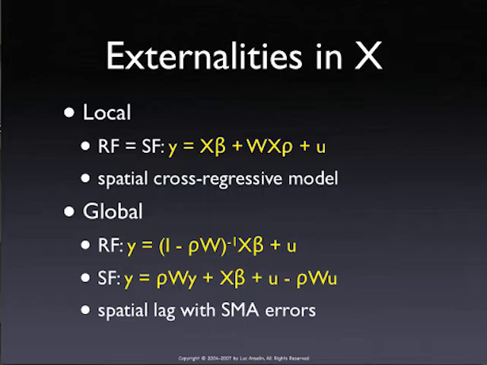And then the last one, this is the fun one, is where we throw it all together and we have externalities both in the errors and in the x. And as you might expect, the local one is straightforward.